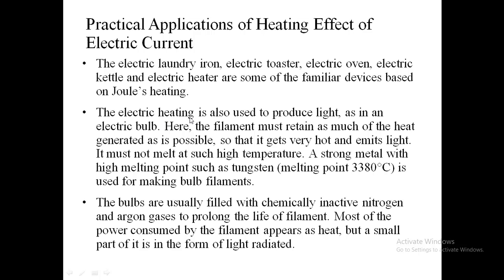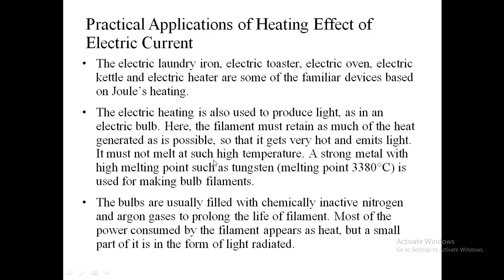The electric heating is also used to produce light, as in an electric bulb. Here the filament must retain as much of the heat generated as possible, so that it gets very hot and emits light. I hope you have seen in your home there is a bulb. It can be a 60 watt bulb or 100 watt bulb which is going to emit light. Now if you switch on the bulb for a certain time and touch it, it is very warm and hot. So you may get hurt.